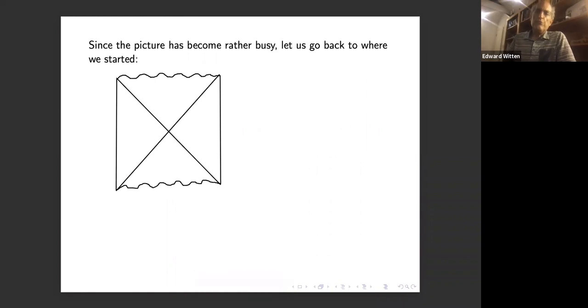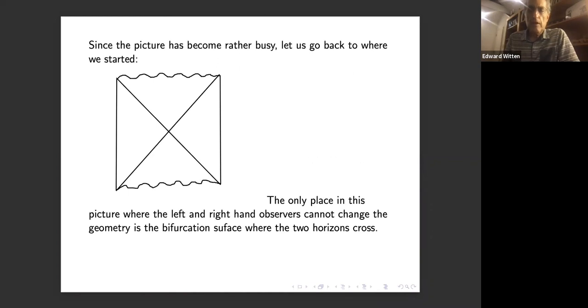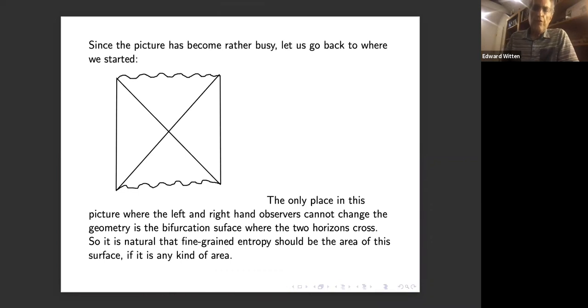Now, since the picture has become rather busy, let's go back to where it was before the left and right observers started manipulating the system. I've already told you this, but the only place in the picture where the left and right-hand observers can't change the geometry is the bifurcation surface where the two horizons cross. So if fine-grained entropy is going to be something in the geometry of the picture, it should be the area of the surface, if it's any kind of area.